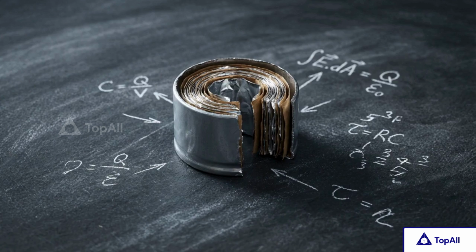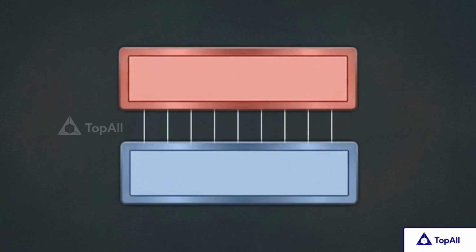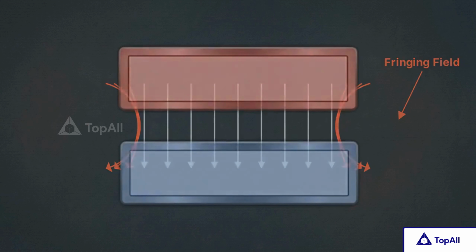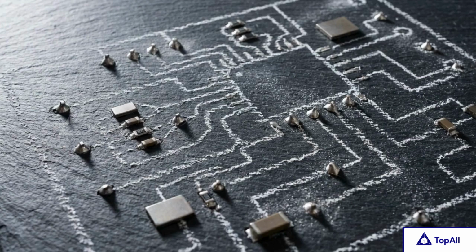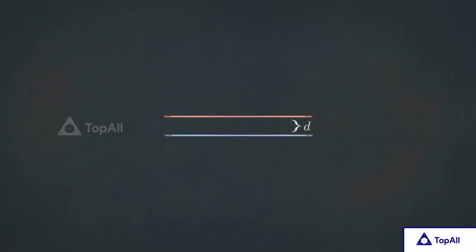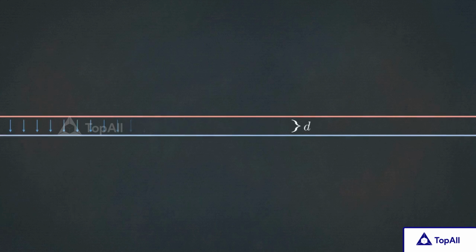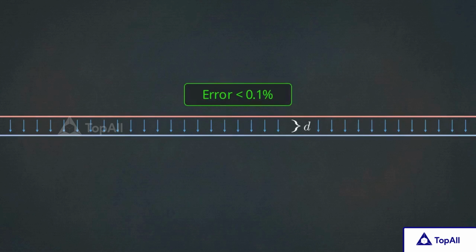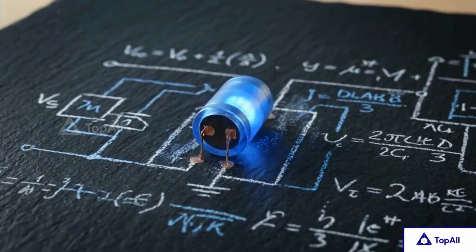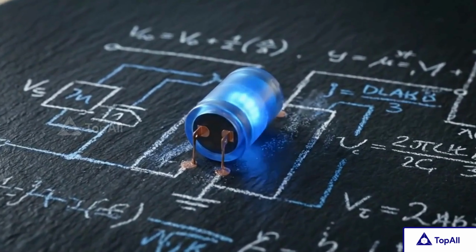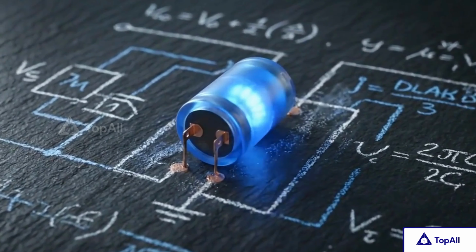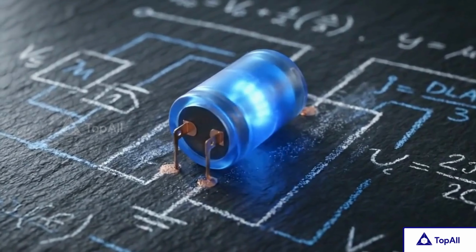Our model of a perfect uniform field assumes the plates are infinitely large. In the real world, plates have boundaries. Near the edges, the field lines bow outward into the surrounding space, a phenomenon known as the fringing of the field. We can ignore this effect in most circuit designs. As long as the gap d is much smaller than the plates themselves, the error is negligible. The ultimate function of a capacitor is to confine electric energy within a predictable region of space, creating a stable, reliable component for any circuit.